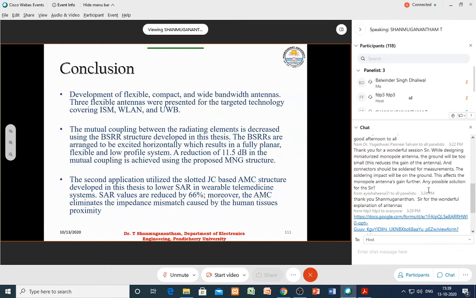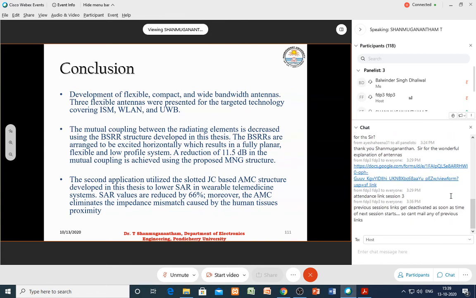So apart from this, the modern requirements, particularly the fabrication, as we said, the printing technologies, particularly inkjet printing as well as 3D printing, are all unique features of flexible antennas. Mainly nowadays 3D printing is a very nice thing, and also screen printing, particularly for flexible materials. 3D printing is a very attractive fabrication technique particularly for flexible antennas.